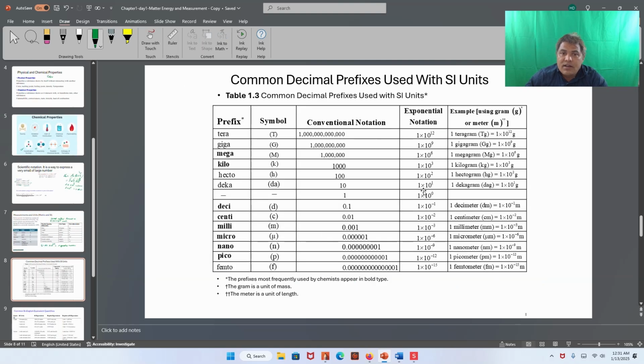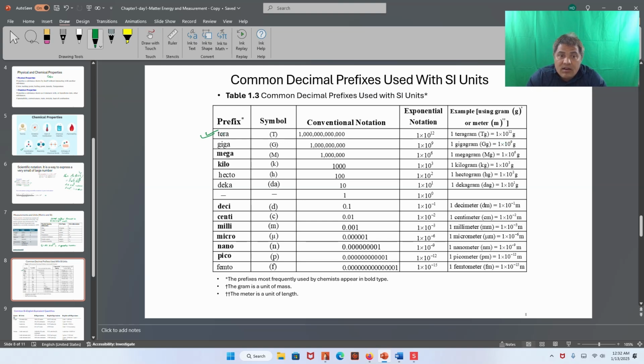But now let's see some decimal prefixes used in SI units, or you can say metric units, both are the same thing. Look at that, 10 to the power 12 means tera, as in terabyte, petabyte, gigabyte. You have heard that. So tera means 10 to the power 12. For example, teragram means 10 to the power 12 gram, and terakilometer means this many kilometers.